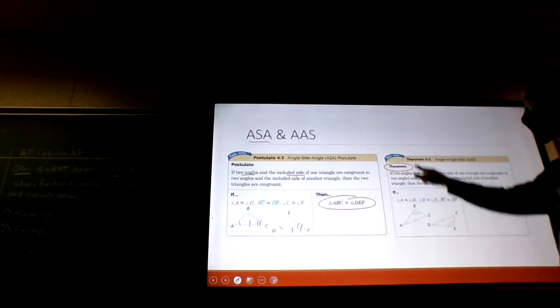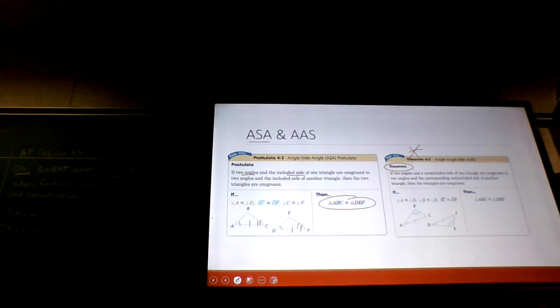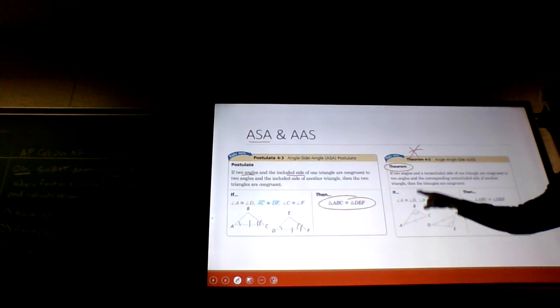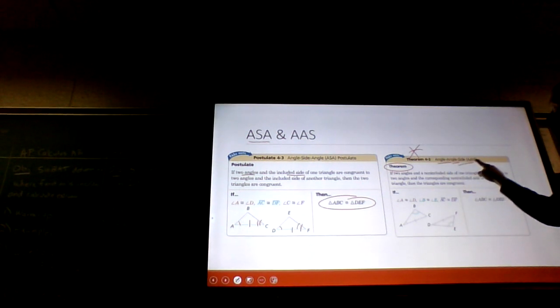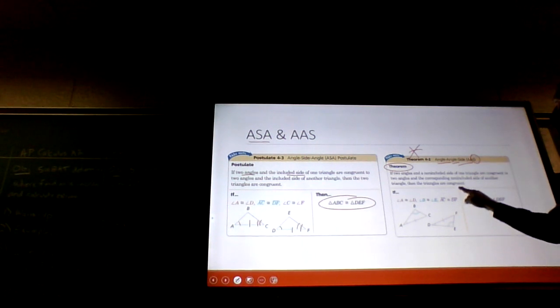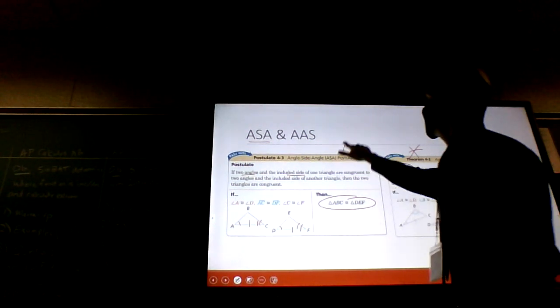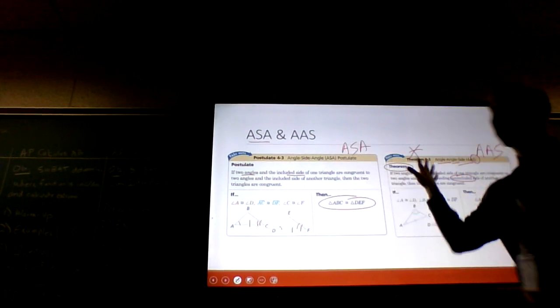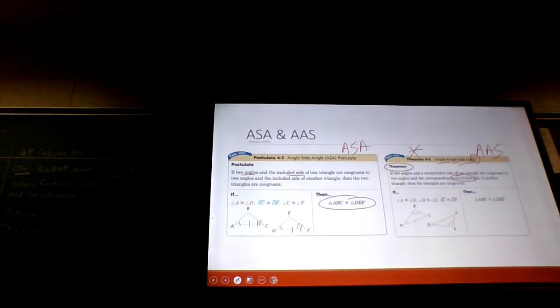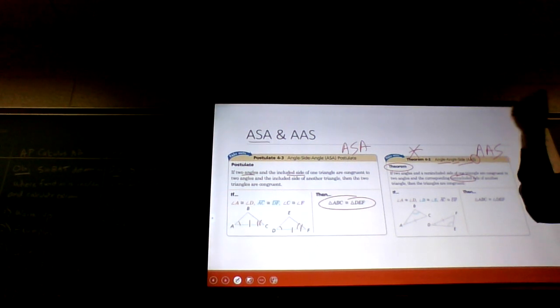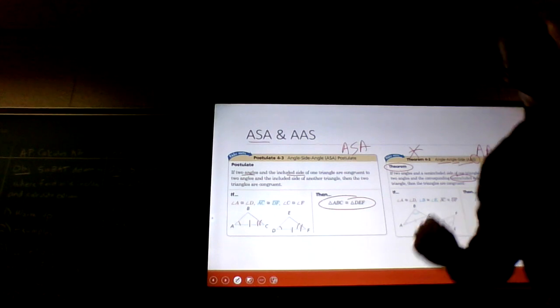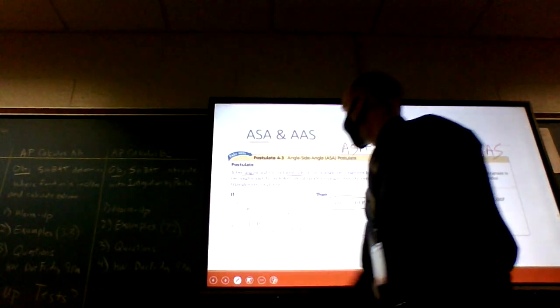Now this one's a little bit of an oddball. This one says if we have AAS. This one is when we're talking about a non-included side, which is kind of weird. But notice it doesn't spell a bad word. It's just AAS. This one is ASA. The only difference between the two is if the side is included or not. That's the difference.